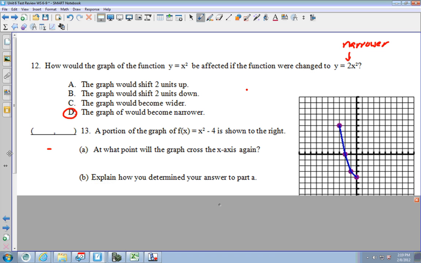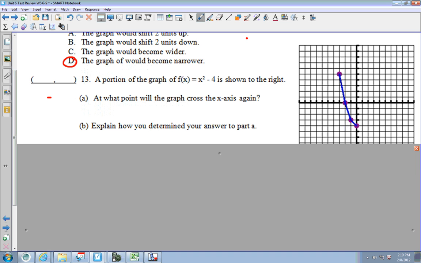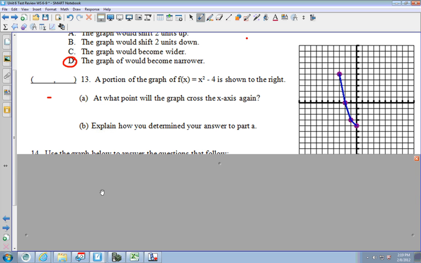Next one. A portion of your graph is shown at the right. At what point will the graph cross the x-axis again? Okay, well, let's kind of sketch here. We continue it, and I'm going to go up, put a point here. I'm going to follow like this is my axis of symmetry. I'm going to follow the pattern. It's going to cross here. And as I go up, let's see. I see that this is 1, 2, 1, 2. So here it is crossing again. That is at (2, 0). How did I know that? I finished the graph.